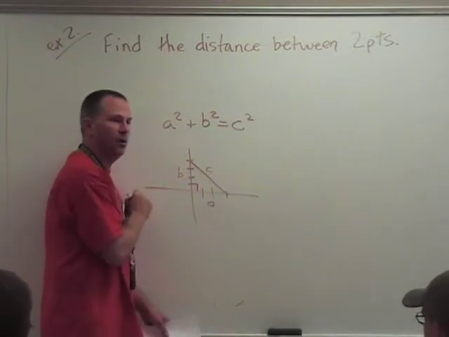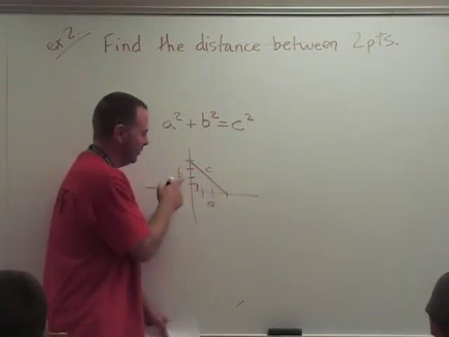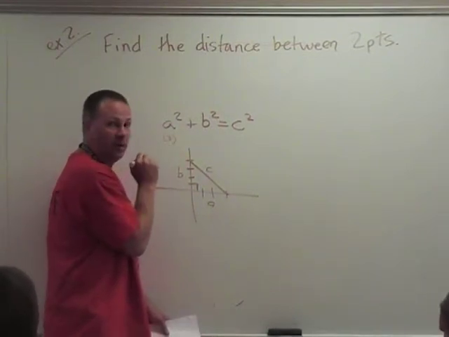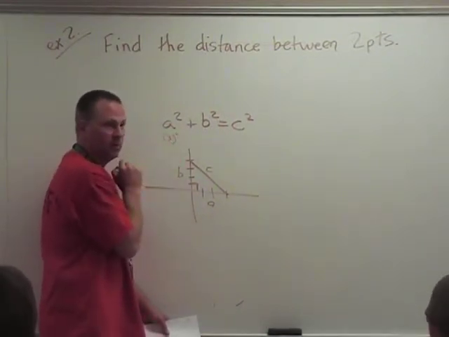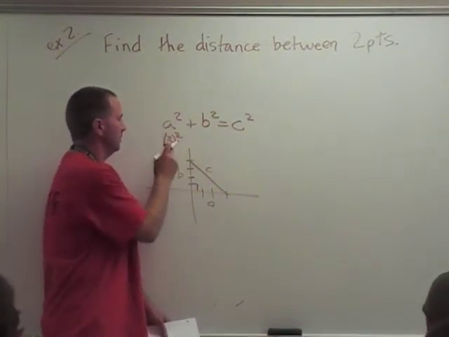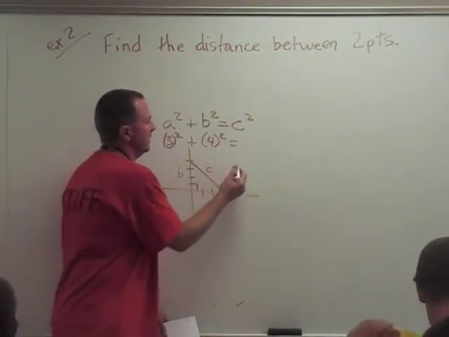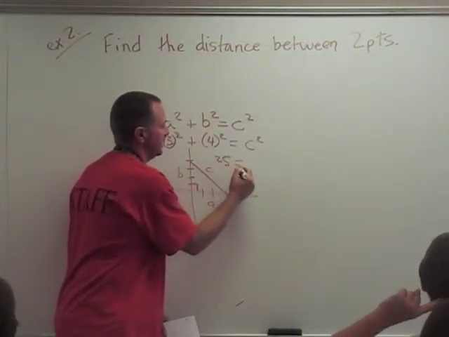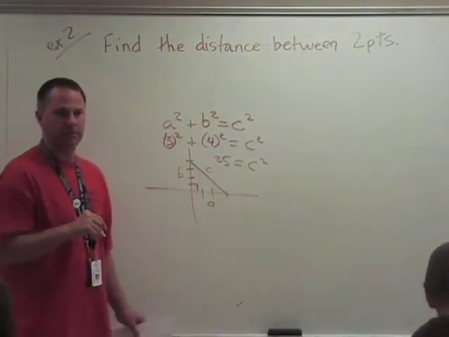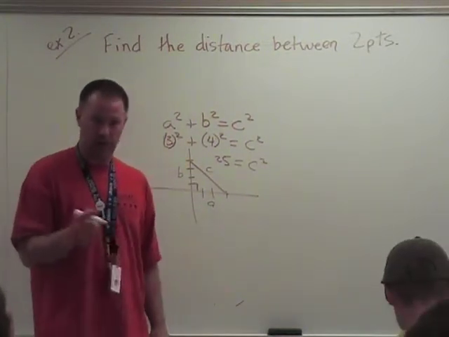So what is A, first of all? 3. What's B? 4. Okay, so A is 3, and remember when we substitute, you put parentheses around it, that's not 3 times 2, people. 3 squared. What's 3 squared? 9. Okay, what's 4 squared? 16. All right, so you have 9 plus 16, so that's 25, right? Okay, so what's C, not C squared? C squared is 25, what's C? 5. Right?